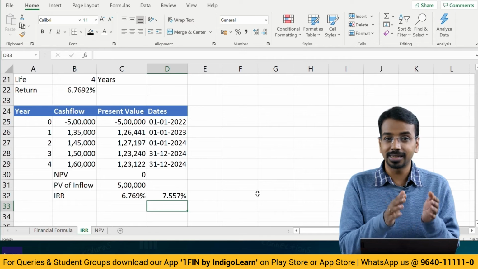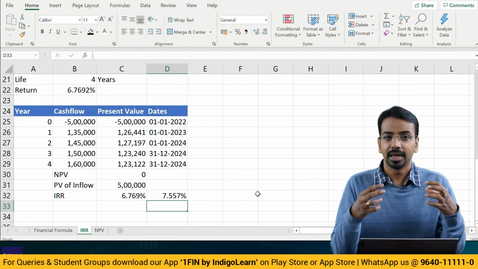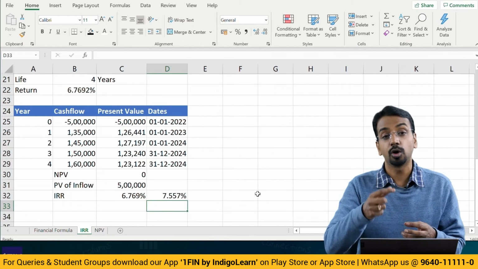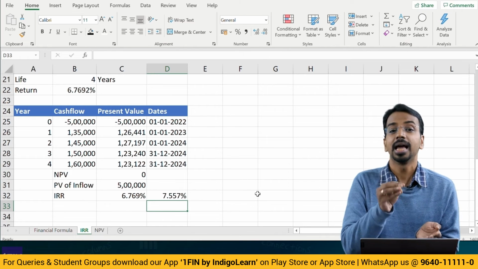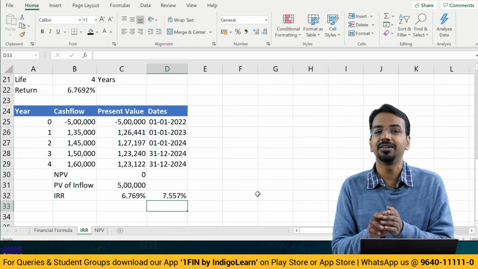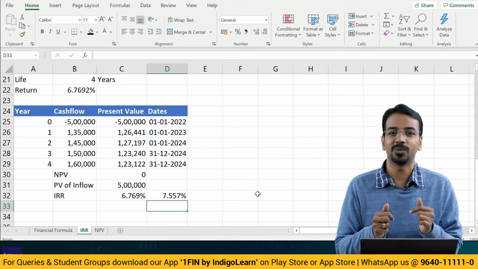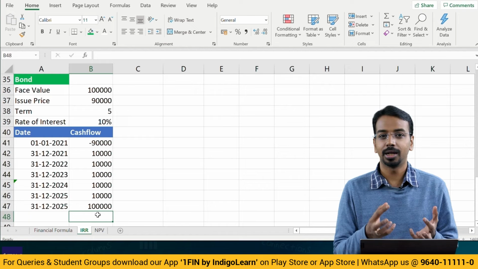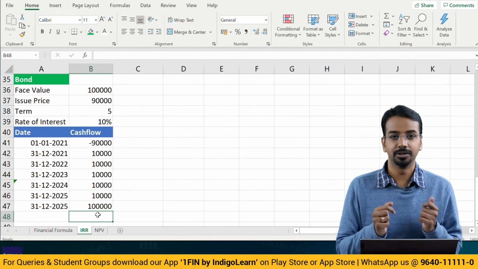Now the concept of this IRR is also useful to value bonds and debentures. Now whenever you have bonds and debentures and you have paid a premium or you have paid a discount, you can use the cash flows, you can plot the cash flows and find out what is the effective rate of interest. What is the effective rate of interest? So we'll take a small example to understand that as well. Now let's see how we can use the XIRR formula in case we are dealing with bonds and how we can find the effective rate of interest.